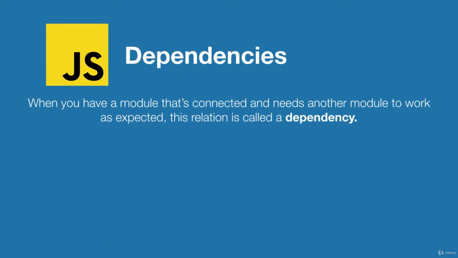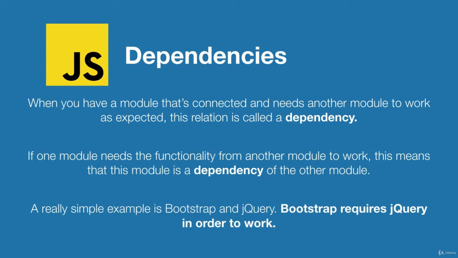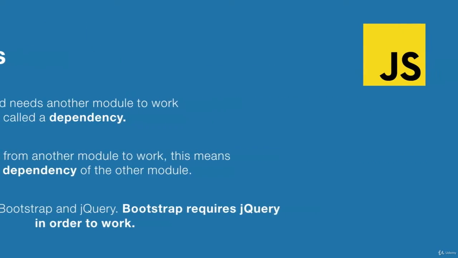So let's see what is a dependency. When you have a module that is connected and needs another module to work as expected, this relation is called a dependency. If one module needs the functionality from another module to work, this means that this module is a dependency of the other module. And finally, a really simple example is Bootstrap and jQuery. Bootstrap requires jQuery in order to work.